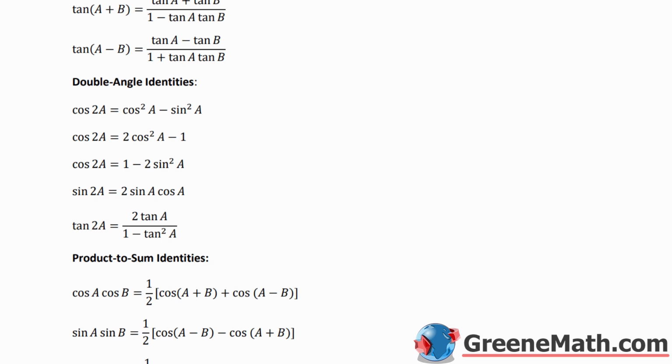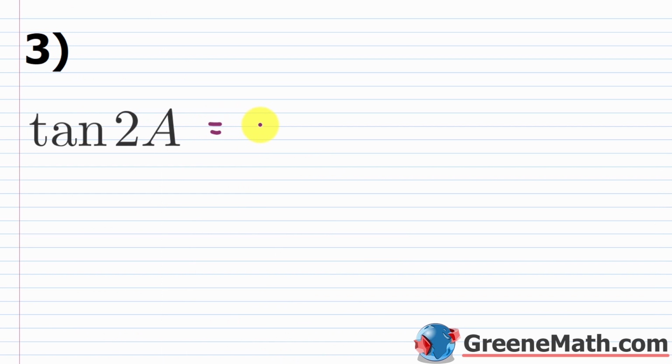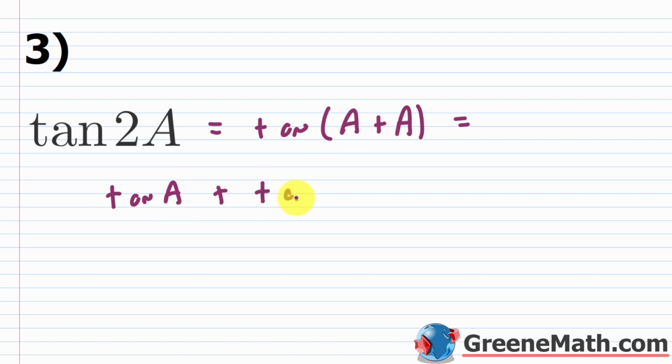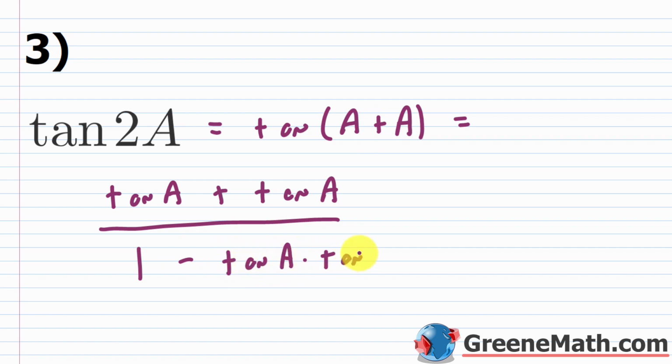So another real easy one to get. Just start out by saying this is the tangent of a plus a. And so this is equal to what? Use your sum identity for tangent. So this is the tangent of a. And then remember, this sign is always going to be the same. So this is plus your tangent of a. And this is over 1. And then this sign is different. So this is a plus, you want a minus. So you have the tangent of a and then times the tangent of a.